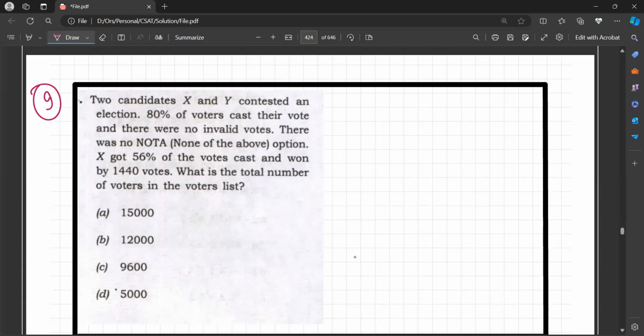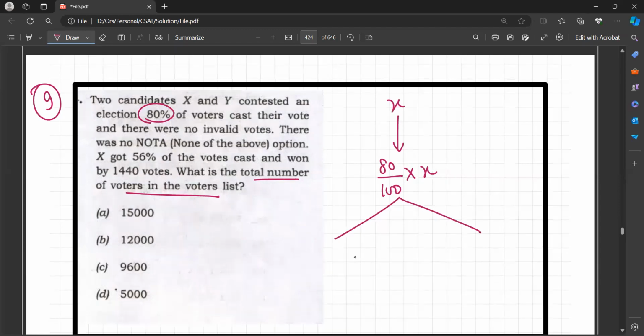Two candidates X and Y contested an election. आपको क्या निकालना है? Total number of voters in the voters list. Let the amount be X. उसके 80% of the voters cast their vote and there were no invalid votes. So how many people cast their votes? 80% of X. There was no NOTA option. That means 100% vote जाएगा. 56% of the votes cast and won by 1440.